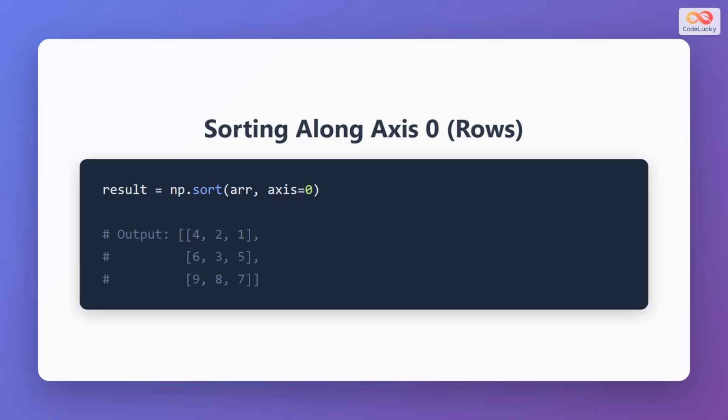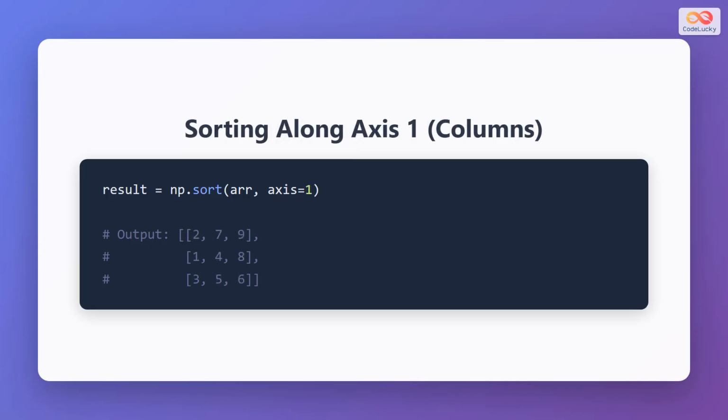When we sort along axis 0, NumPy compares values vertically within each column. The function np.sort with axis equals 0 takes each column independently and arranges its values in ascending order from top to bottom. The result shows 4, 2, 1 in the first row, 6, 3, 5 in the middle, and 9, 8, 7 at the bottom. Notice how each column is now sorted, but the relationship between row elements is not preserved.